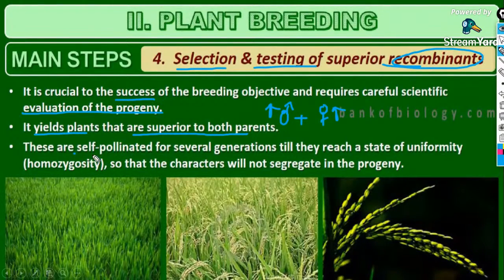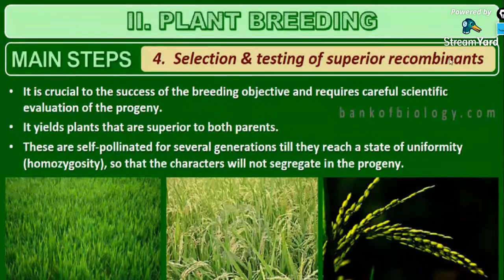They are self-pollinated for several generations till they reach a state of uniformity, that is homozygosity, so that their character will not segregate in the progeny. So the plants or the progenies are self-pollinated until they no longer follow the law of segregation proposed by Mendel. Actually, there is no connection to that at this point, but Mendel has already proposed all those things. So here you have to study that they are self-pollinated for a particular number of generations till they reach a state of uniformity or homozygosity, so that the character will not segregate in the progeny.